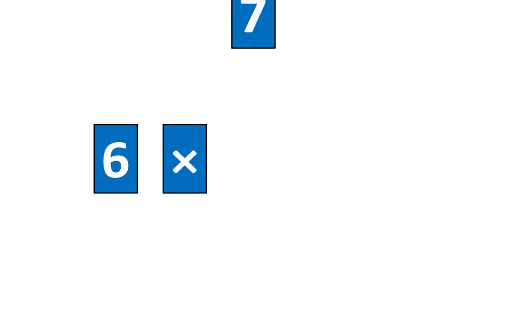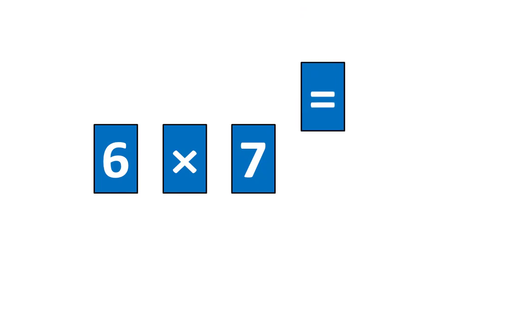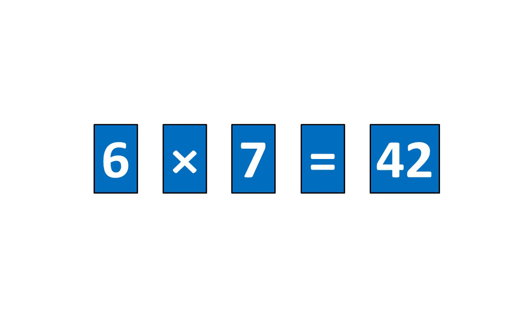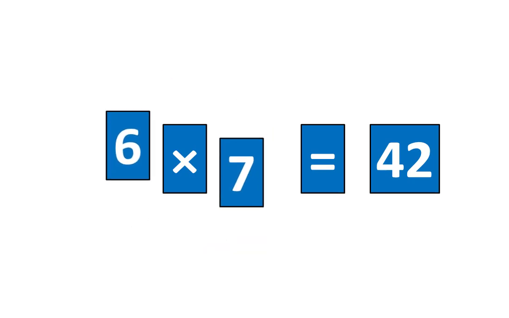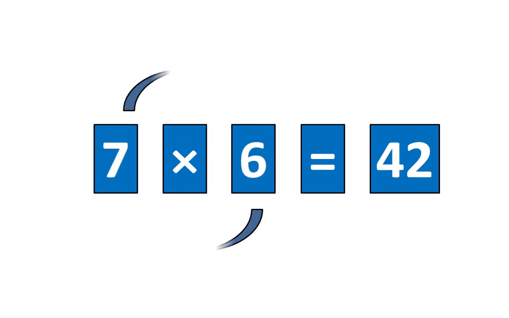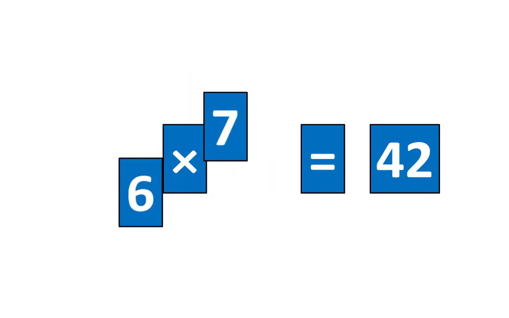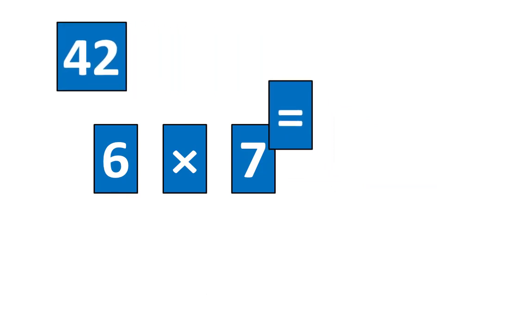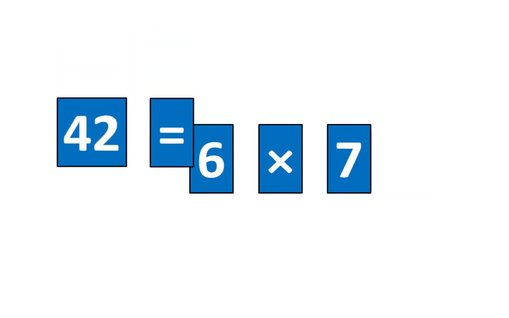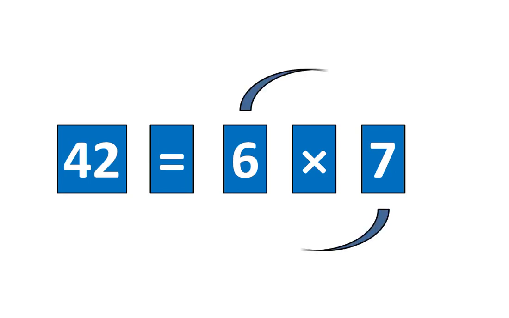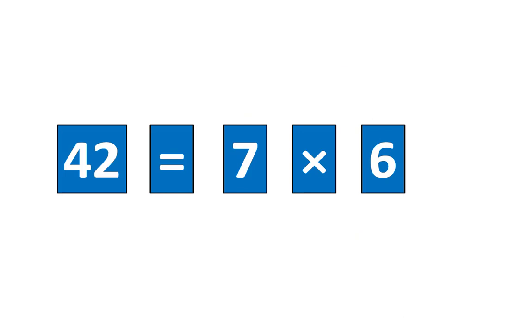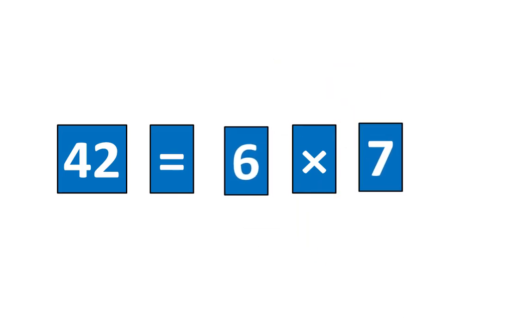6 times 7 is equal to 42. That means I know two ideas. 7 times 6 is equal to 42, and 6 times 7 is equal to 42. It also means that 42 is equal to 6 times 7. And I know that 42 is equal to 7 times 6 because 42 is equal to 6 times 7.